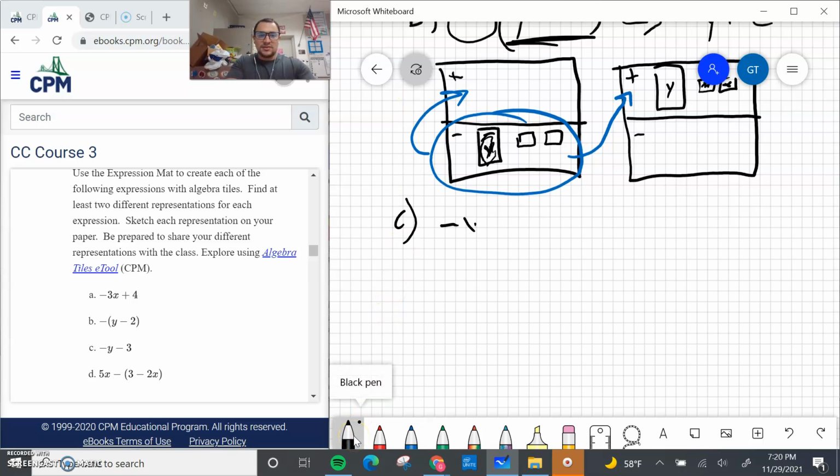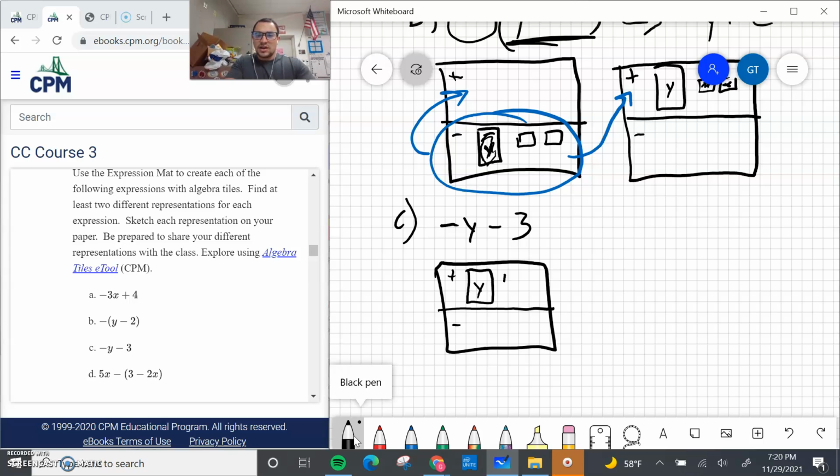And so we have negative y minus 3. Here's my mats. And negative y. Let's go ahead and just put negative y in the positive region. So there's y. And then I'll put 3 negatives in the positive region as well. So now I have negative y in the positive region and 3 negatives in a positive region. So that means that I have a positive y, positive negative y, plus negative 3. And then those positives can pretty much cancel out, so it's just negative y minus 3.